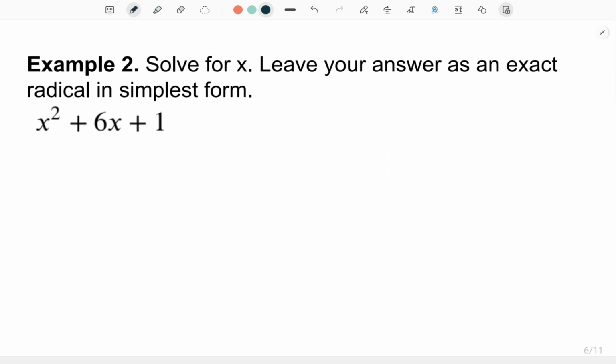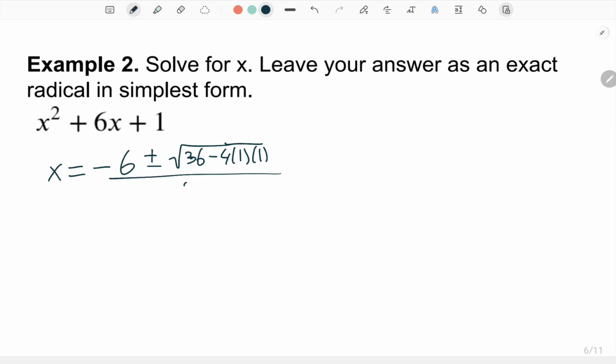Okay, so let's put this into practice in some kinds of questions that may be similar to what we've done in quadratics units, and how we can apply these rules. So we're solving for x. We're leaving our answer as an exact radical. So we've got x squared plus 6x plus 1. Usually we try to factor. This one's not factorable, so we've got to use the quadratic formula. And that's where you're going to get the radical coming in. So we're going to have negative 6 plus or minus the square root of b squared, which is 36, minus 4 times 1 times 1, all over 2. Well, 2a, but there's just a 1 for the a.